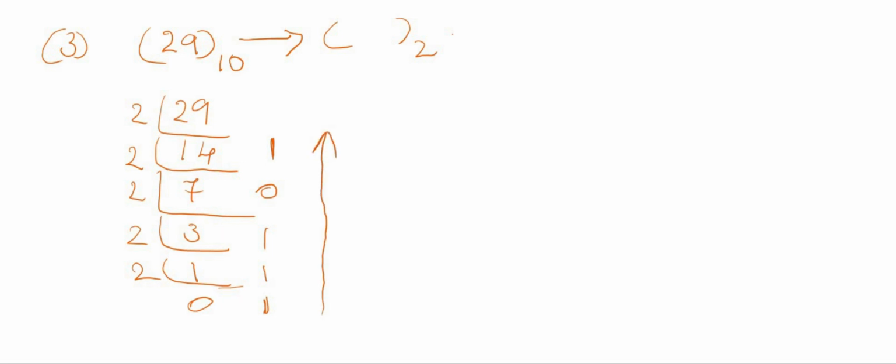So we can write 1, 1, 1, 0, 1. That is the binary equivalent for this decimal number 29. Now let us verify the answer.